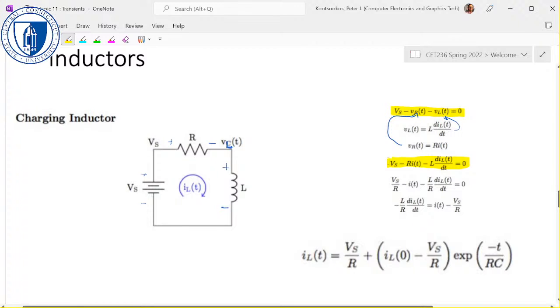And again, we get a first order differential equation. Again, the solution to a first order differential equation is a decaying exponential. Right. Again, this thing here, L on R.